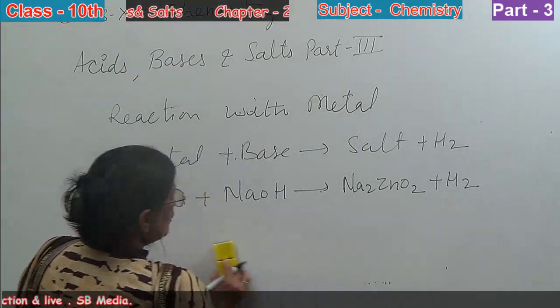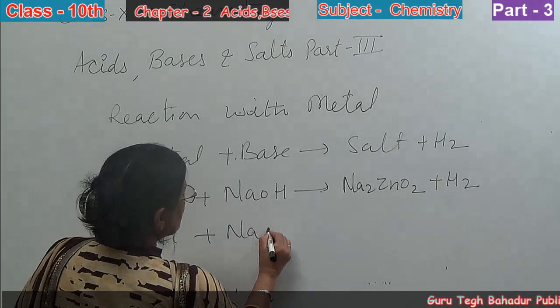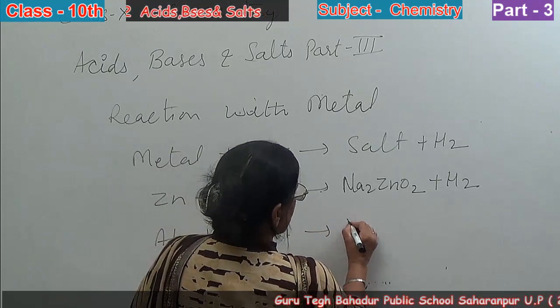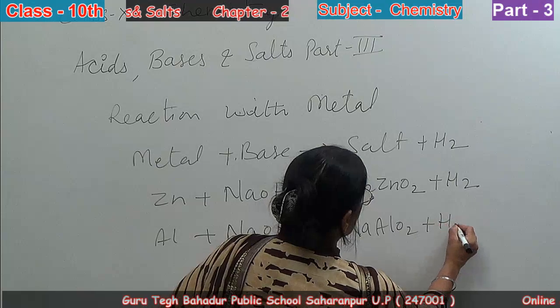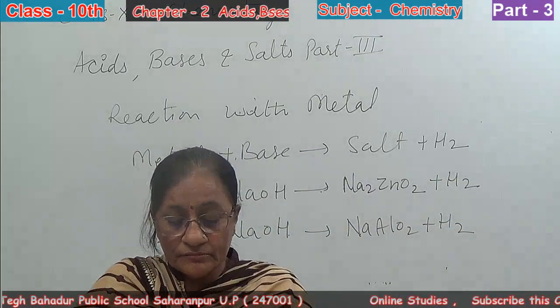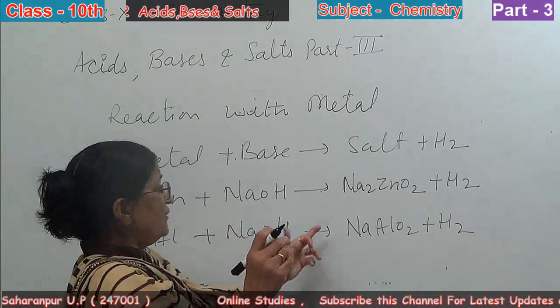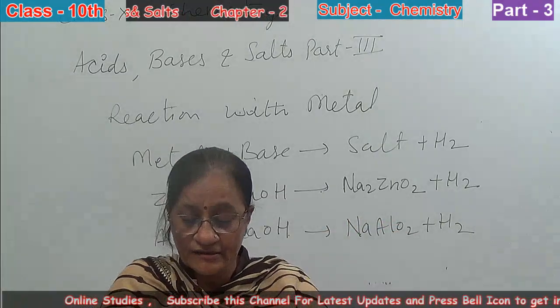With aluminium also they give the reaction in a similar manner: Al plus NaOH gives NaAlO2 plus H2. So, with aluminium they form sodium aluminate, and with zinc they form sodium zincate.